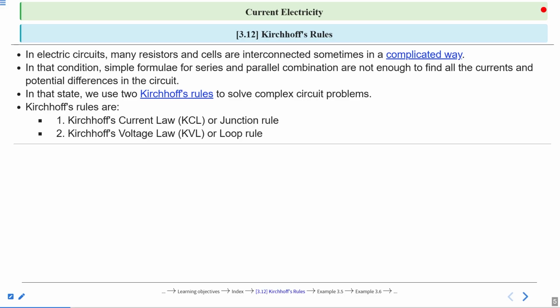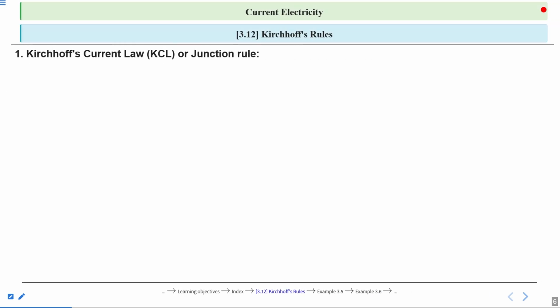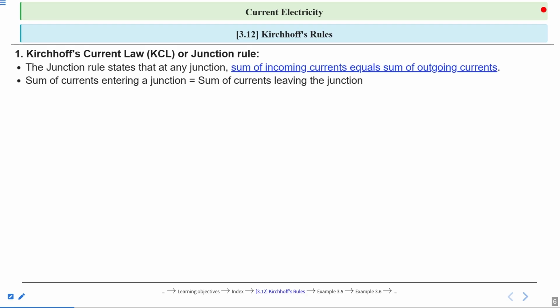Kirchhoff's rules are: the first is Kirchhoff's current law or junction rule, and the second is Kirchhoff's voltage law or loop rule. So the first law, Kirchhoff's current law or junction rule. The junction rule states that at any junction, the sum of incoming currents is equal to the sum of outgoing currents.